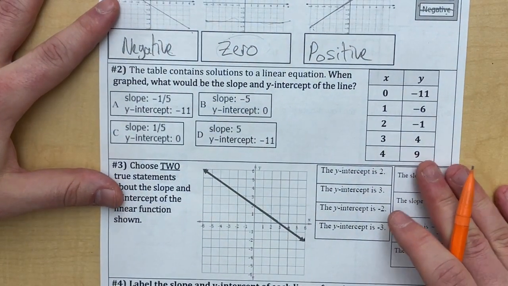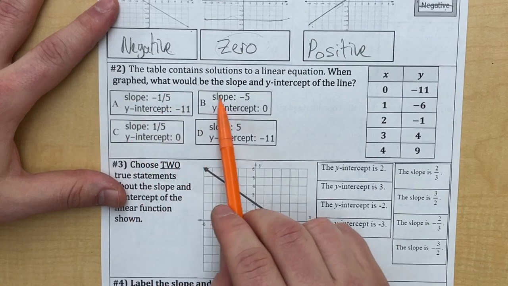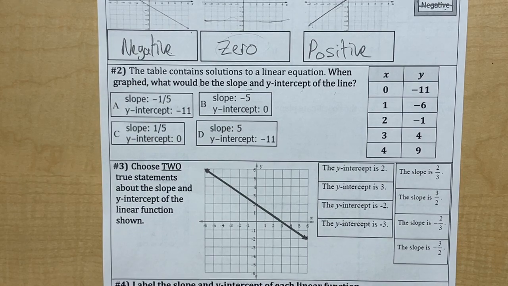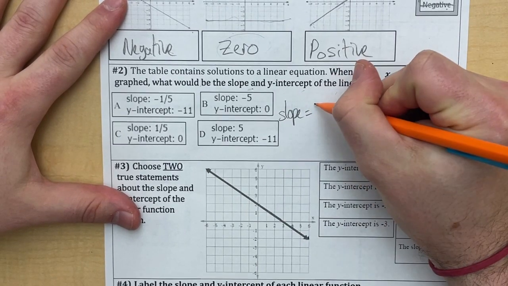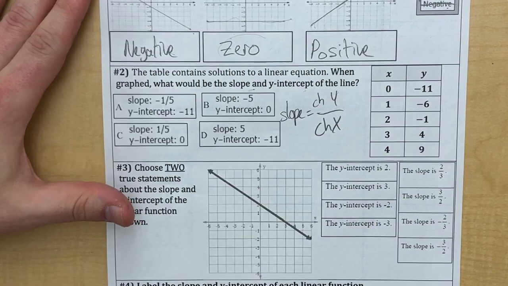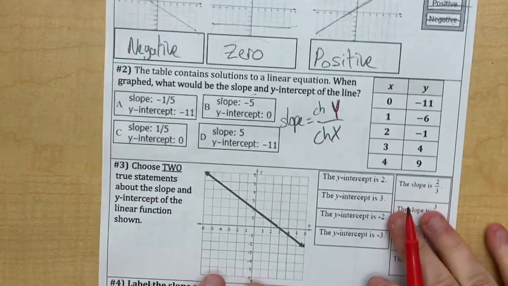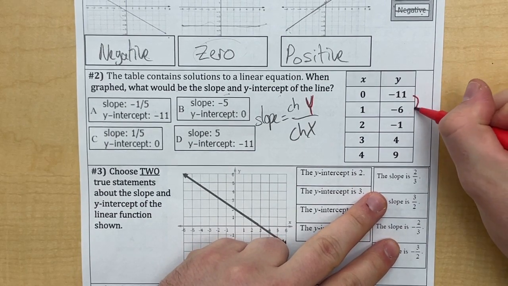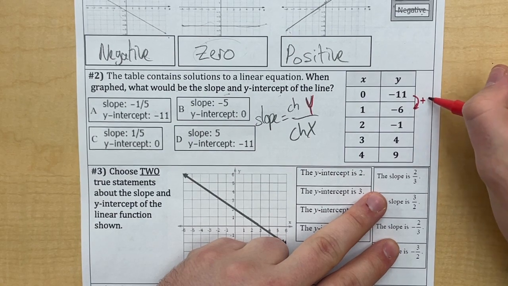In number 2, it says the table contains solutions to a linear equation. When graphed, what would be the slope and y-intercept of the line? So let's first figure out our slope. So again, always have slope is the change in your y values over the change in your x values. And so let's kind of see what those look like. Again, I can do my y values first. So I'm going to say, all right, from one point to the next, what is my change in y values? So I say, okay, what's my change in y? Well, from -11 to -6, I'm increasing by 5.